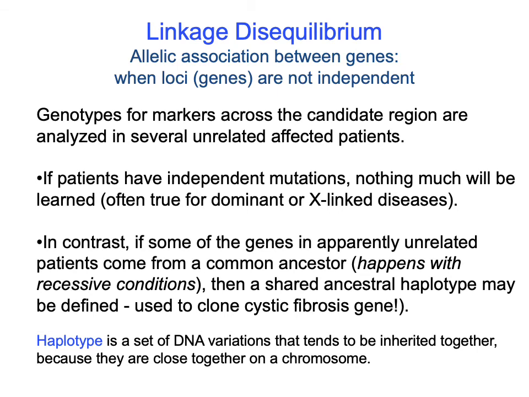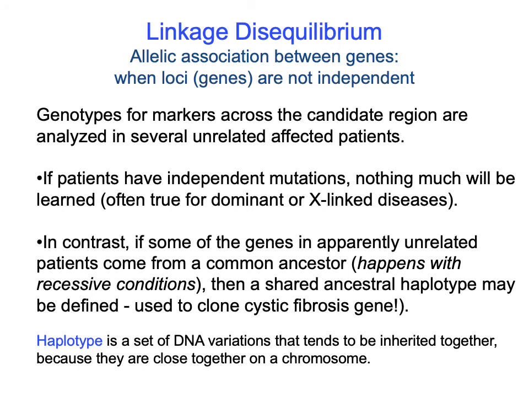Okay, so genotypes for markers across the candidate region are going to be analyzed in unrelated affected patients. And if they have independent mutations, well, then you're not going to learn very much. And that often will happen for dominant diseases or X-linked diseases. But if you are fortunate, if some of the genes in apparently unrelated patients come from a common ancestor, and that often happens with recessive conditions, then a shared ancestral haplotype may be defined. And this was the case in the path of cloning the cystic fibrosis gene.